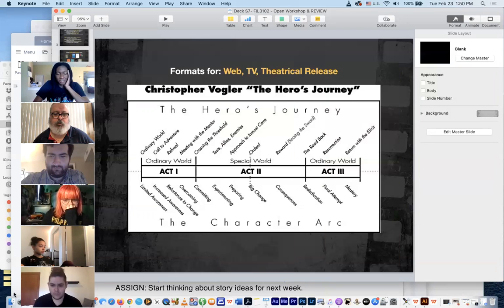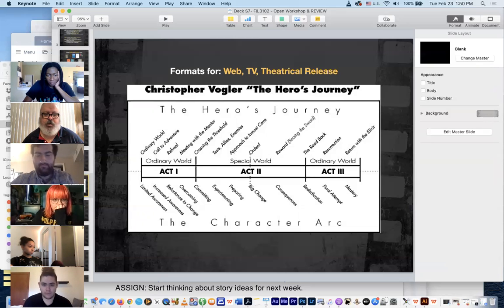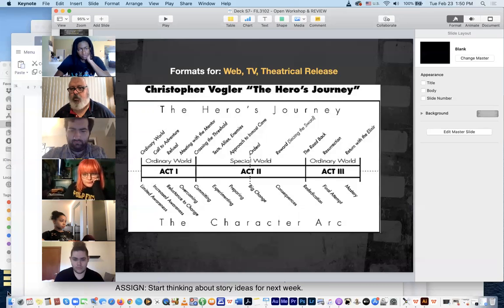The elixir could be knowledge. It could be hidden knowledge, could be secret knowledge. It could be wisdom gained through experience. What else could the elixir be?